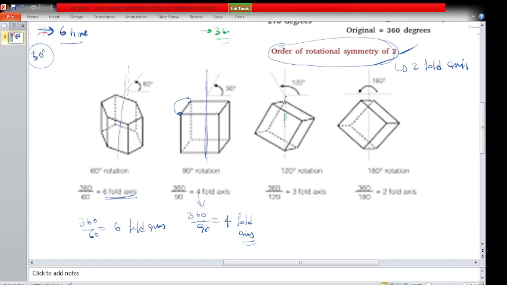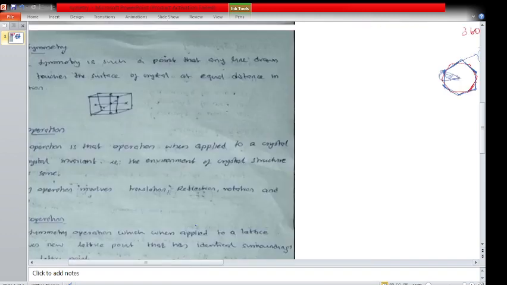Similarly here also, this is passing through this edge, as you can see these two edges, and each 120 degree rotation will give the same shape, so this will become a 3-fold axis of symmetry, because you will be getting 3 times the same shape within one complete rotation. And again, if you consider this one, this is passing through the middle of this edge, and here also it is passing through the middle of this edge. If you rotate this one, you will be getting the same shape after 180 degree rotation, so you will have a 2-fold axis, that is 360 by 180. So those are the different kinds of rotation symmetries in crystal structures.